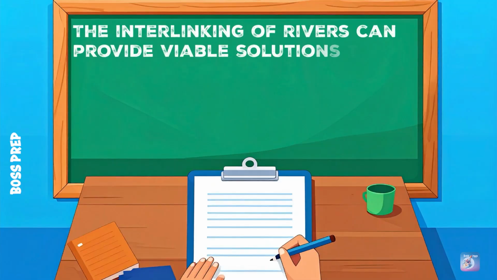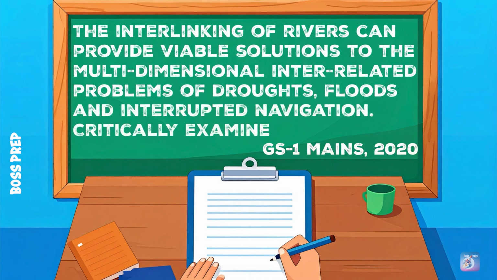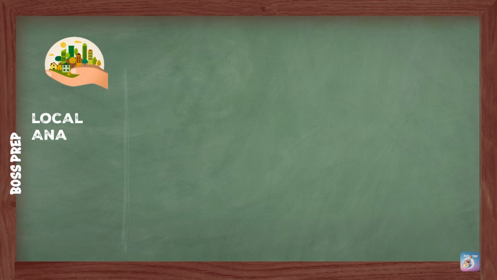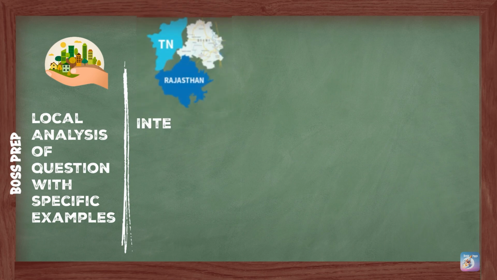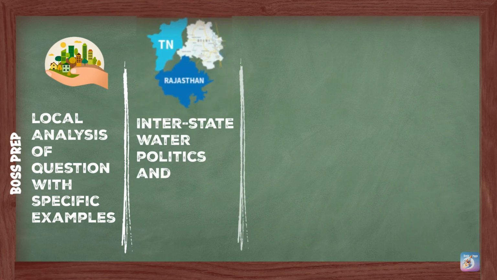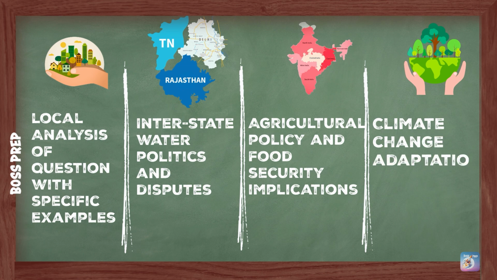Consider this GS-1 2020 question. Interlinking of rivers can provide solutions to droughts, floods, and navigation issues. Average answers discuss river interlinking mechanisms. To score high in such answers, you need to address it on the 4 scales. On local scale, mention the specific flood management in affected areas. On regional scale, interstate water politics and disputes. On national scale, agricultural policy and food security implications. On global scale, climate change adaptation strategies.